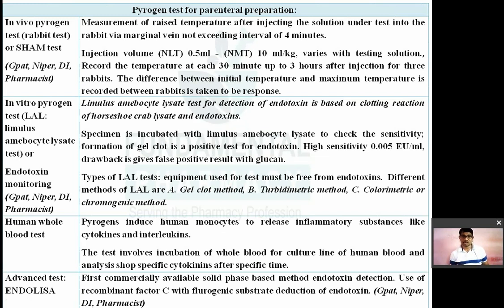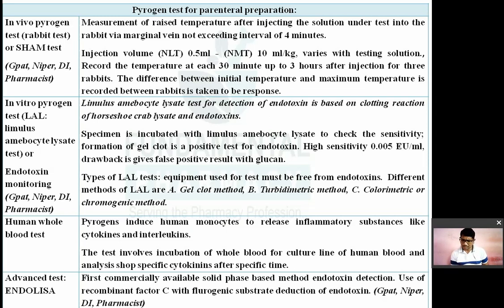So what do you mean by pyrogens? I have already explained to you. Pyrogens are nothing but the metabolic product of your bacteria. Mostly they are lipopolysaccharide in nature, and they may be either peptides or proteins, but mostly they are lipopolysaccharides. They are capable of increasing your body temperature. They can cause you pyrexia. That's why they are known as pyrogens. Pyro means pyrexia, gen means agent. So those agents which will increase your body temperature are known as pyrogens.